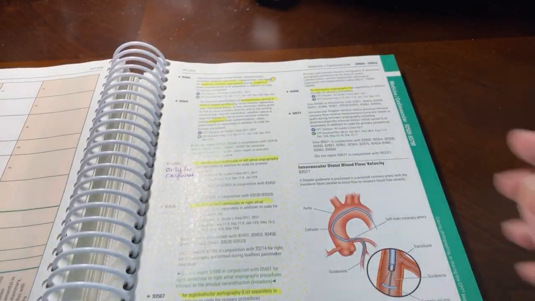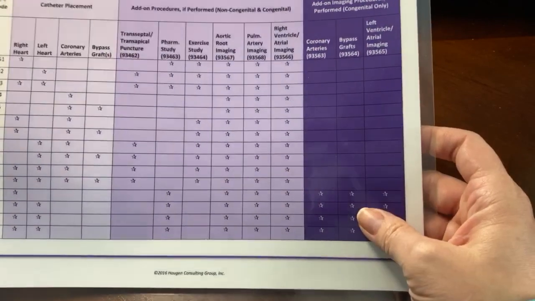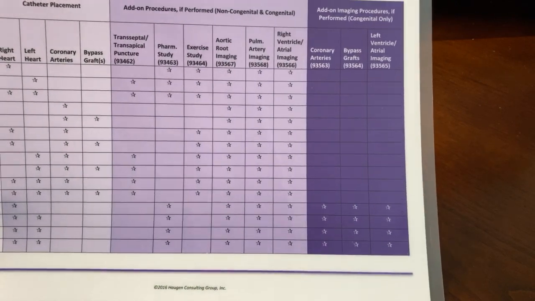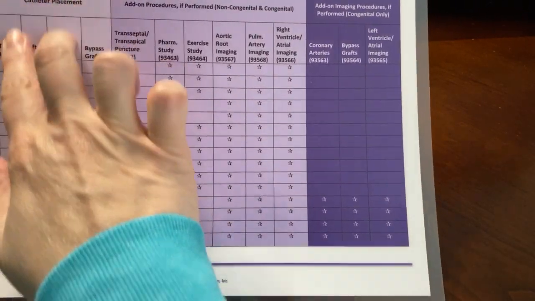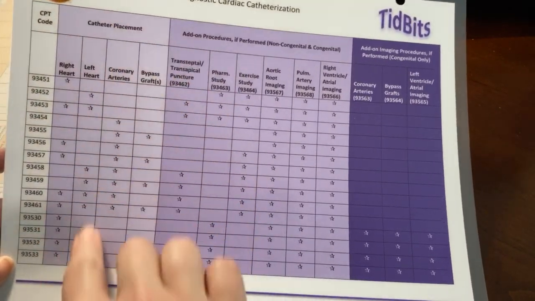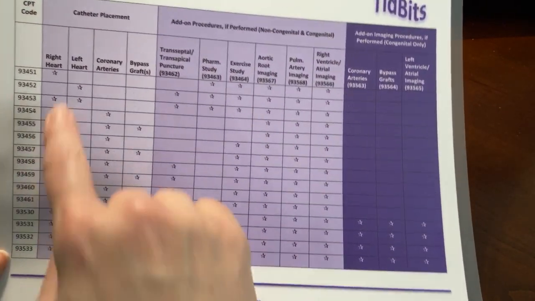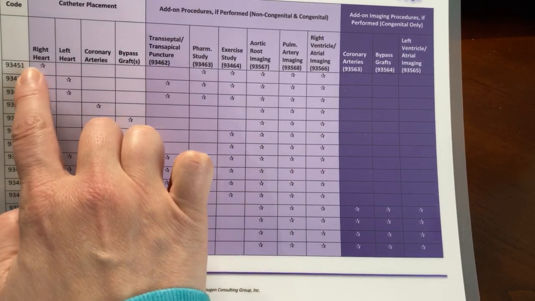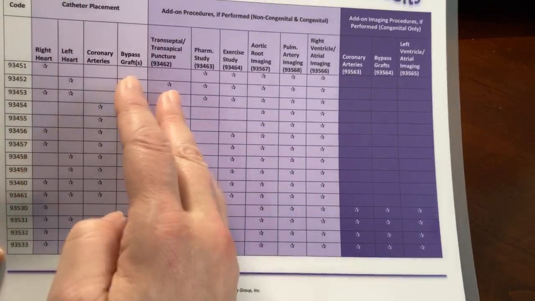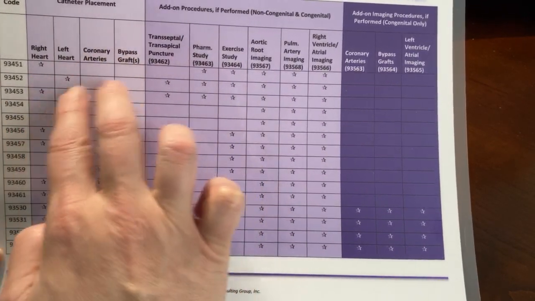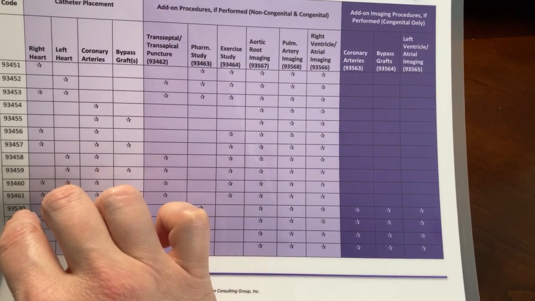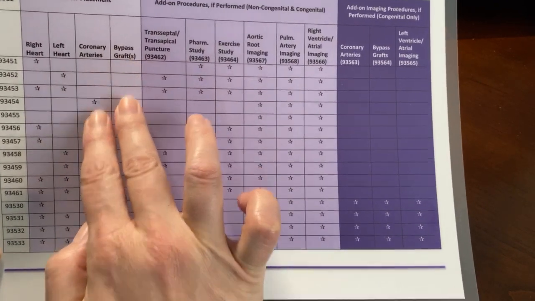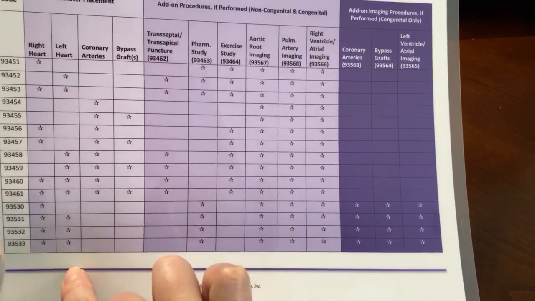heart catheterizations. So looking back at our tidbits tool here, the way that this is read, you have your catheter placement in the light lavender on the left here. And this just shows we've got catheters and we did imaging and/or pressure measurements. If it's right heart, it's pressure measurements. But it could also be, now that I think about it, left ventriculography is imaging. But you kind of get the idea of where your catheter is going to be.